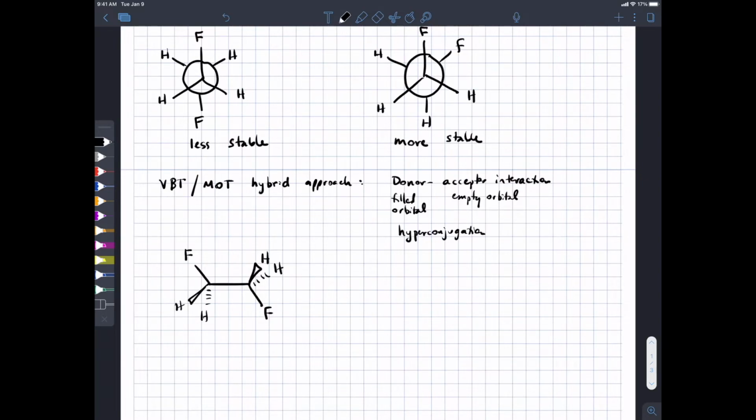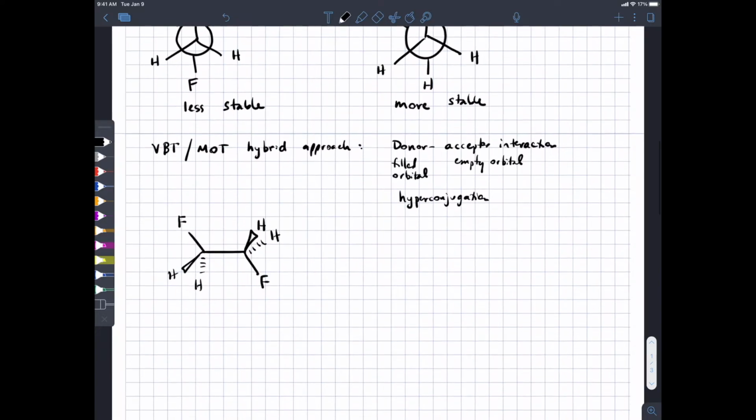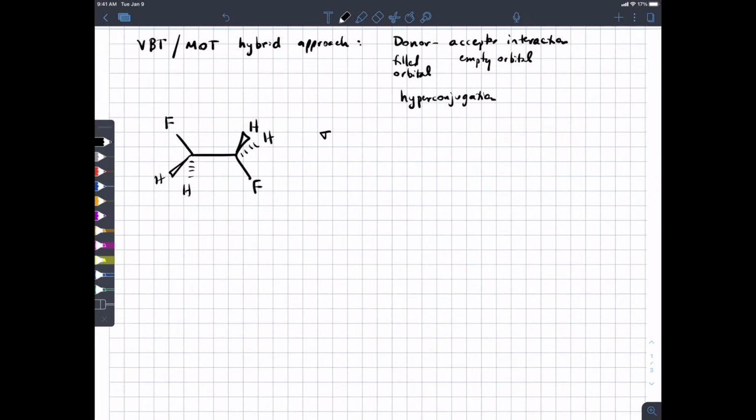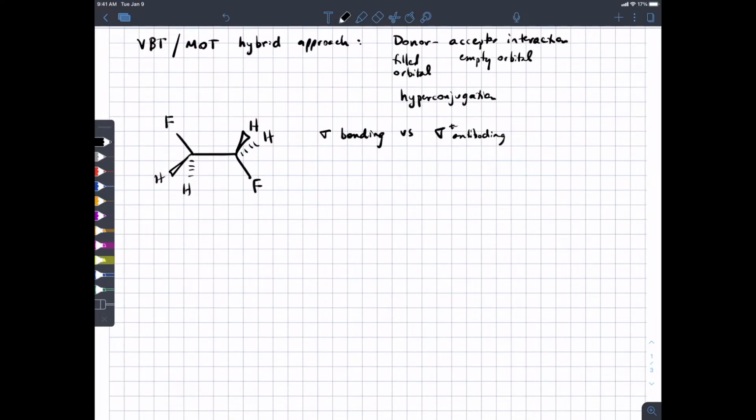And now let's consider where we would expect in energy the sigma bonding orbitals to be versus the sigma star anti-bonding orbitals to be, just relative to each other. We've got a few different kinds of bonds. We've got 4 carbon-hydrogen bonds, and then we have 2 carbon-fluorine sigma bonds.